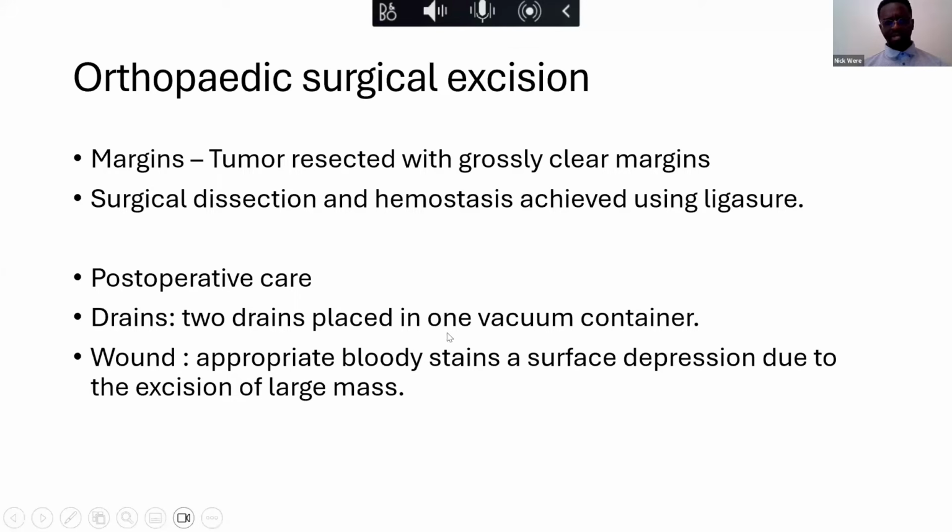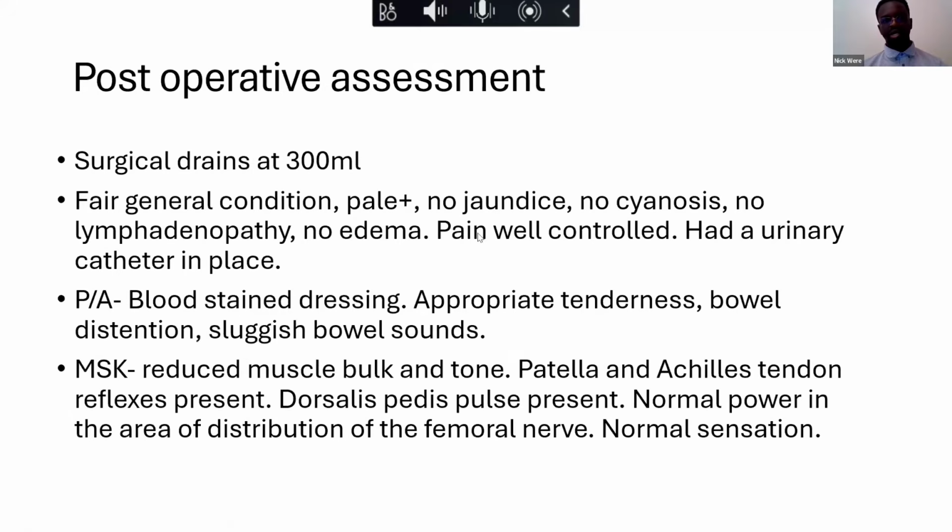So post-operatively, we left 2 drains in, and there was appropriate staining and appropriate tenderness of the wound post-operatively. He was able to take oral sips after about 3 days and passed stool after 1 week. He remained catheterized because of concerns of infecting the wound. So there was prolonged catheterization. Also, the drain drained about 300 ml in total, and it was a fairly normal exam. The total blood count done post-operatively, his hemoglobin was about 13 grams per deciliter.